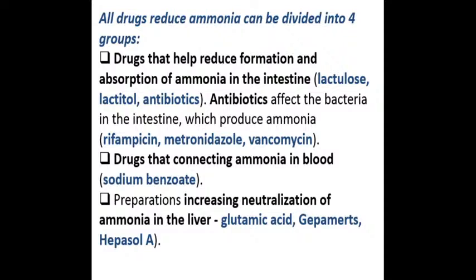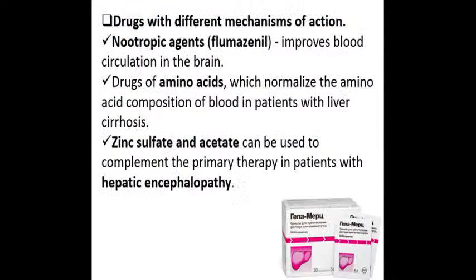The first group is drugs that help reduce formation and absorption of ammonia in the intestine. It is lactulose, antibiotics, and other drugs. Next group is drugs that bind ammonia in the blood. It is sodium benzoate. Next group is preparations increasing neutralization of the ammonia in the liver. It is glutamic acid, hepasol, and other hepatoprotectors.